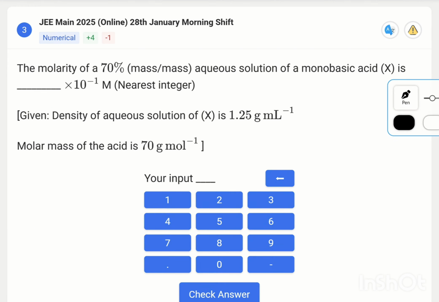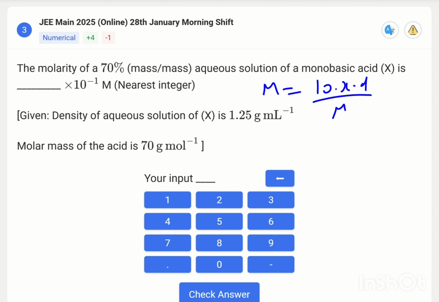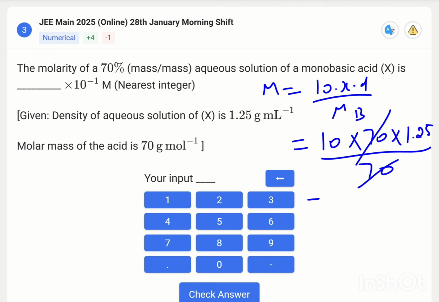The molarity of a 70% aqueous solution of a monobasic acid is this. Density is given. Now this is the easiest question in this shift. So molarity is equal to 10 x d upon M. 10 into x is 70, d is 1.25, upon molecular mass 70. Cancel 70 with 70, so it will be 12.5. So how to write this answer? Into 10 to the power 1 means 125 is my right answer.